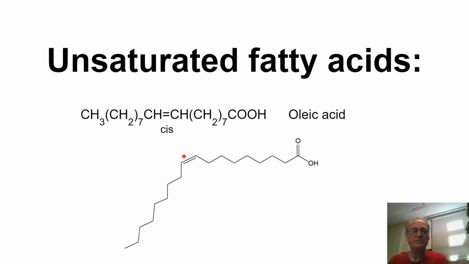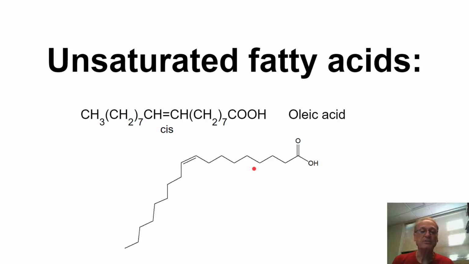Interestingly enough, the naturally occurring unsaturated fatty acid, 1 double bond, and 18 carbons altogether, is a cis double bond. And so here's the structural formula for it. Here's the condensed structure for it. So that's called oleic acid.